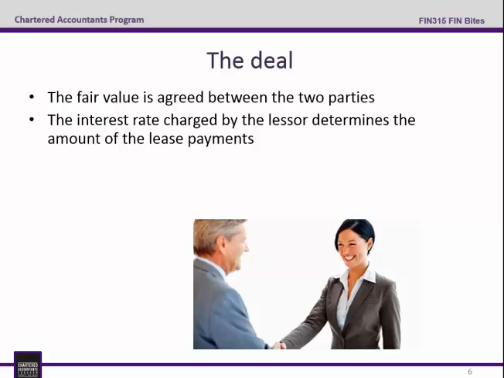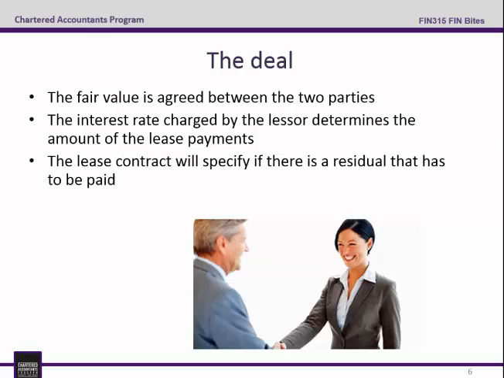So the lessor, like the car dealership or their own finance leasing company, will charge you interest for the use of those funds. The percentage they charge you determines the amount of the lease payments that you'll be paying back over the lease term. Typically for a car lease, it's 36 months or 48 months. In our examples and activities, we tend to do it in years because too many leasing periods just gets too annoying, but the principles are the same.